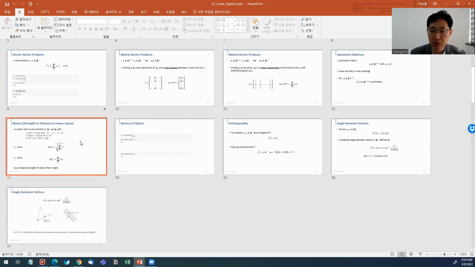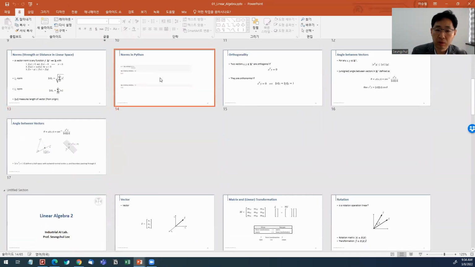And I mentioned norms, like two norms and one norms. Those two, the concept of distance, you're going to see a lot in the following lectures. And how do you compute it? Don't worry about it, because we can use Python to compute it.